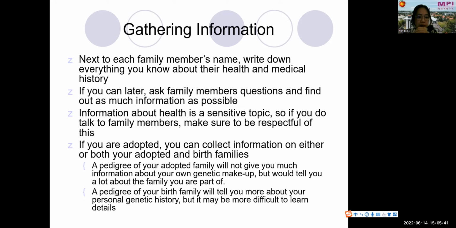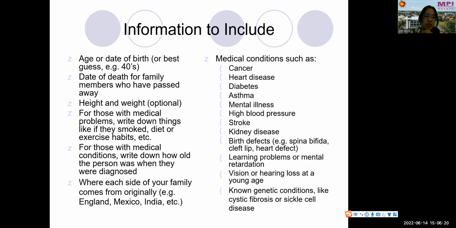Okay, so the pedigree of the adoptive family will not give you much information about your own genetic makeup, but it will tell you a lot about the family you are part of. Just like I mentioned, if you are in the adoptive family, it is more likely about the genogram, because the emotional transmission will also influence the families. But if you are in the birth family, it will tell you more about your personal genetic history, though it might be more difficult to learn the details.